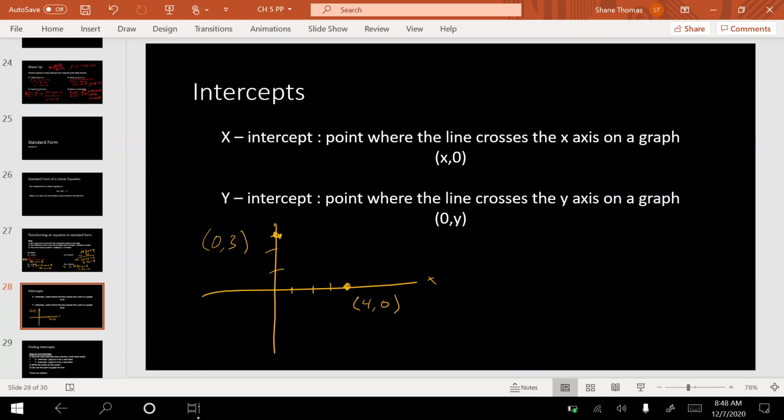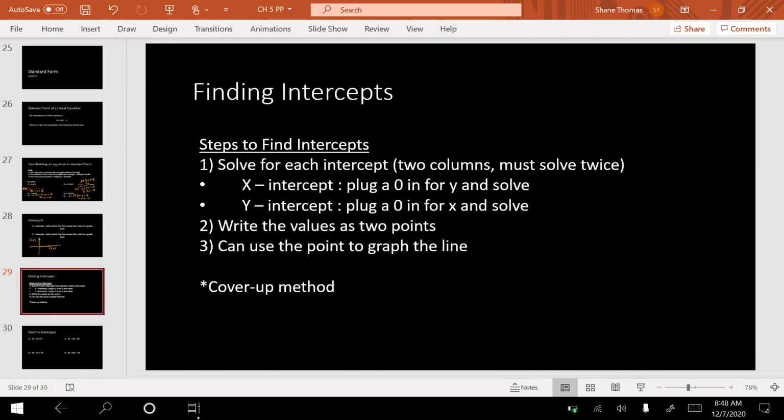So if we want to solve for intercepts, what you want to do is a 3-step process. 1, you want to make it into 2 columns, and I'll show you how I like to do it. You have to solve the problem twice. To find your x-intercept, you plug a 0 in for y and solve it. For your y-intercept, you plug a 0 in for x and solve it.